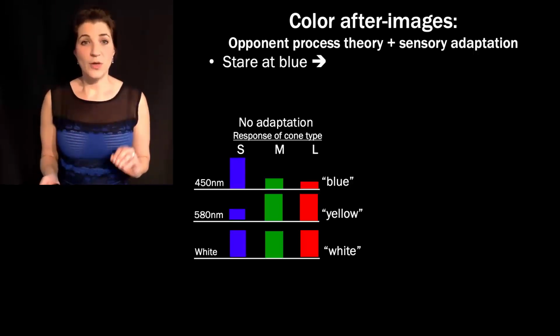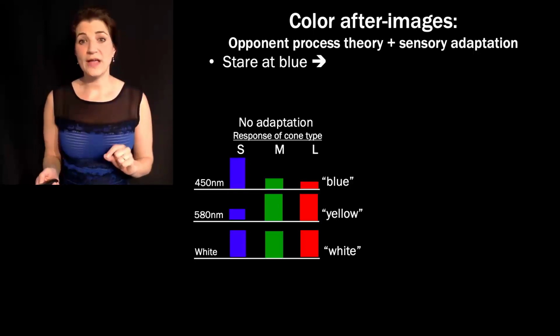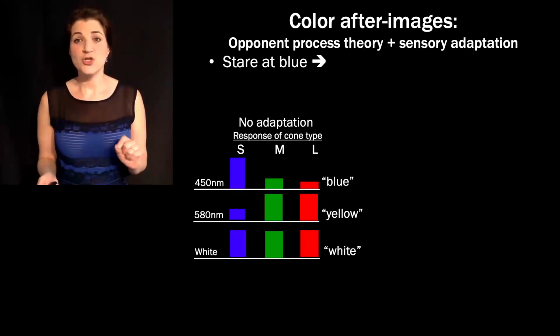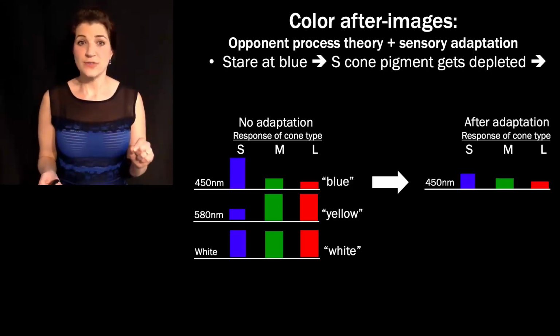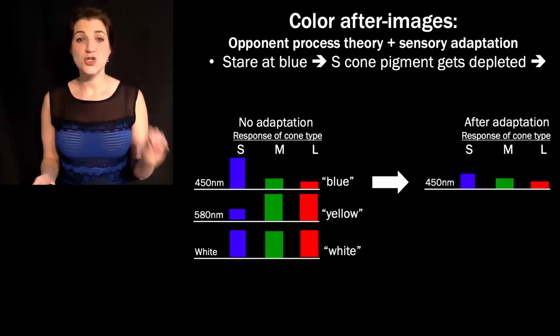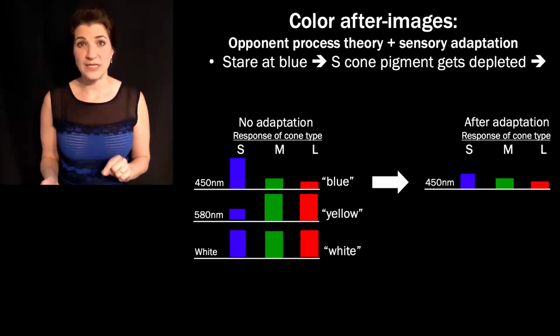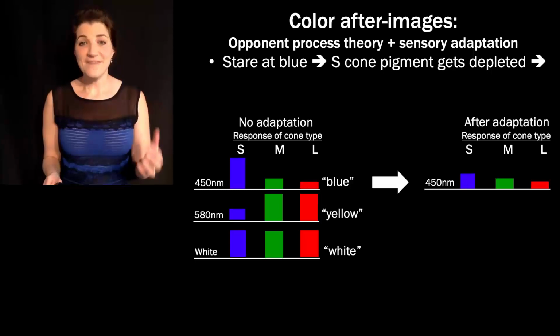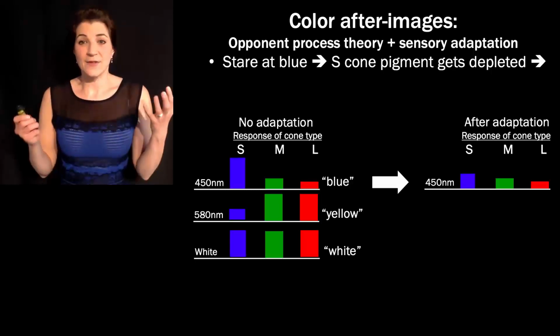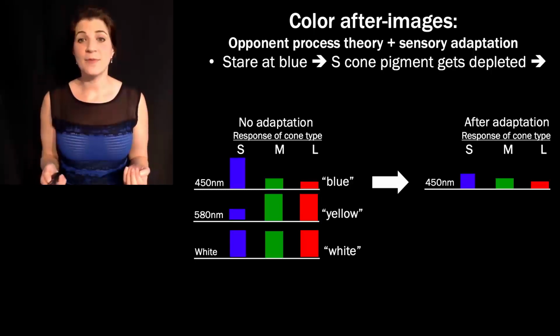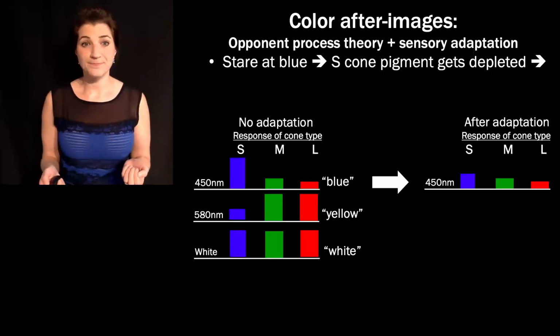So if, for example, we are staring at something blue, after that continuous presence of short wavelength light, the response from the short wavelength sensitive cones reduces. And it reduces because the short wavelength sensitive photopigment is isomerizing or bleaching faster than it can be replenished. The short wavelength sensitive cones are using up their stash of photopigment.